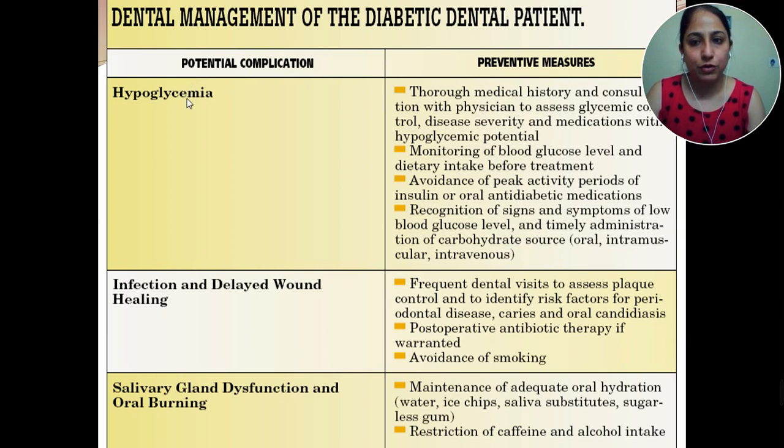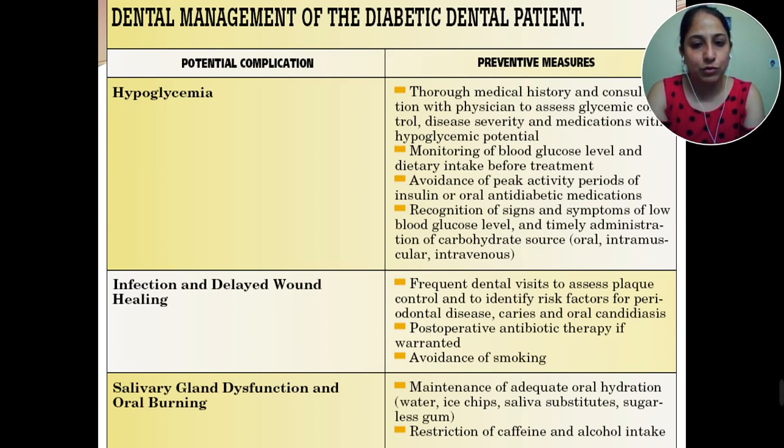So for hypoglycemia, thorough medical history and consultation with physician to assess glycemic control, disease severity and medications with hypoglycemic potential, monitoring blood glucose levels and dietary intake before treatment, avoidance of peak activity periods of insulin or oral anti-diabetic medications, and recognition of signs and symptoms of low blood glucose level and timely administration of carbohydrate source.